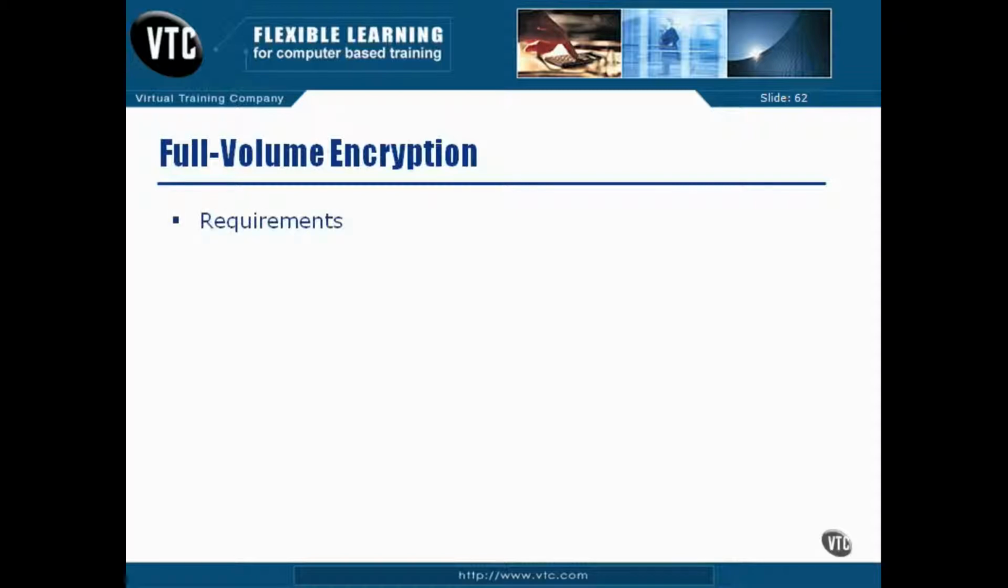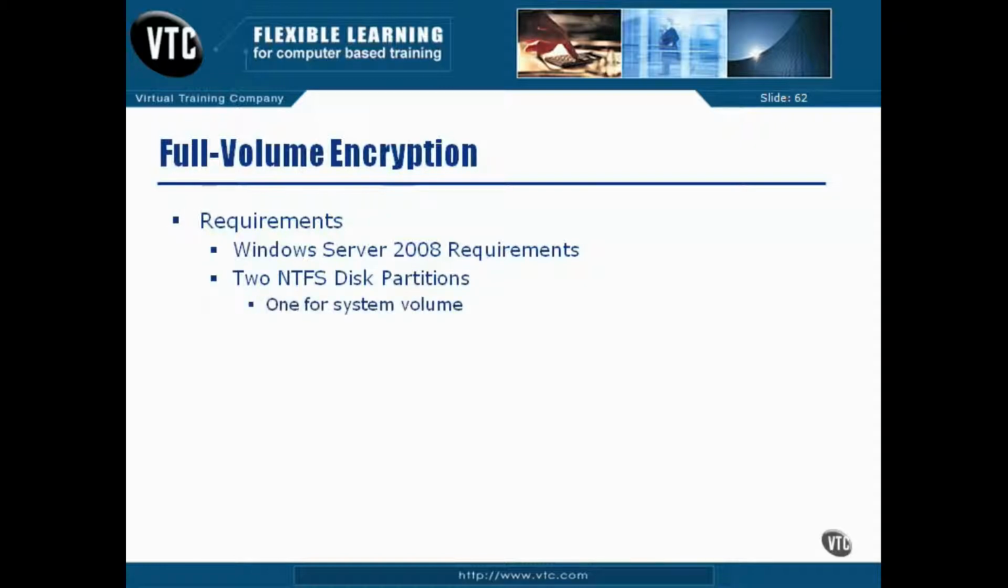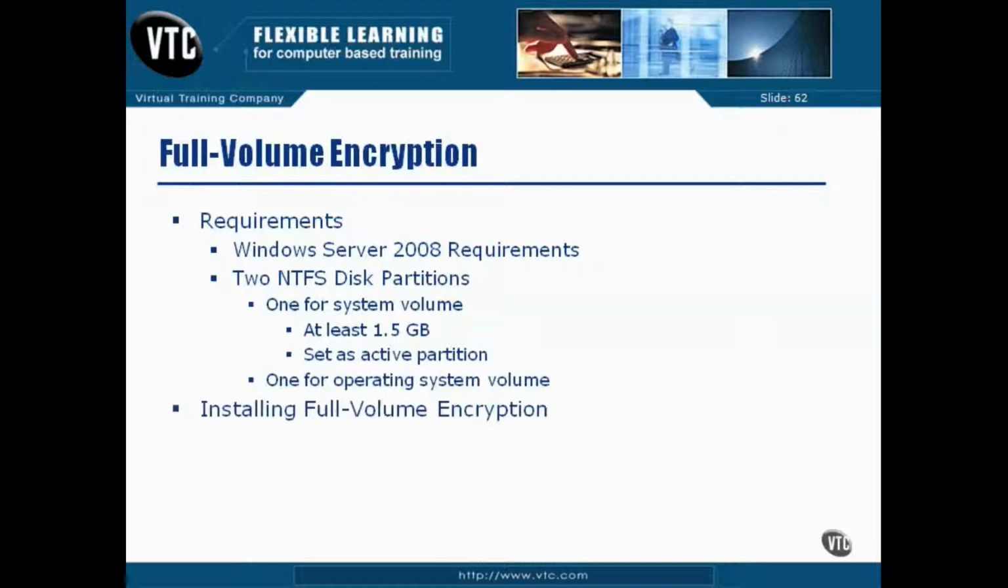Now there are some requirements, and you need to go out to Microsoft's website, do a search on full volume encryption, and really start to read up on this before you implement it. Now on the server side, there are some requirements. Number one, you need 2 NTFS disk partitions. One of these partitions is going to hold your system volume. Now that system volume should be at least 1.5 gigabytes in size, and it should be set as the active partition. You also need one volume for the operating system, and then there are some other ones.